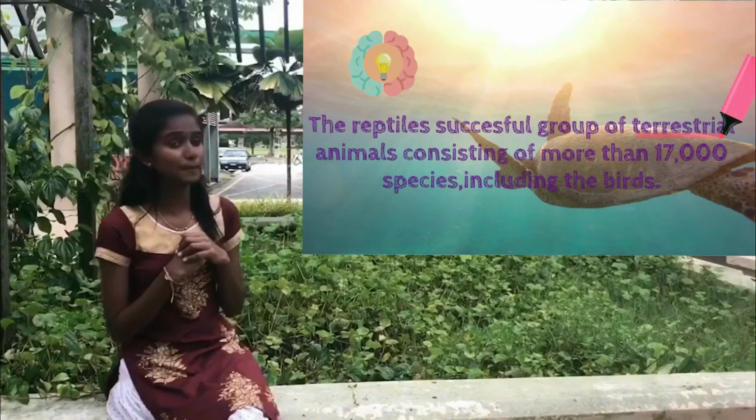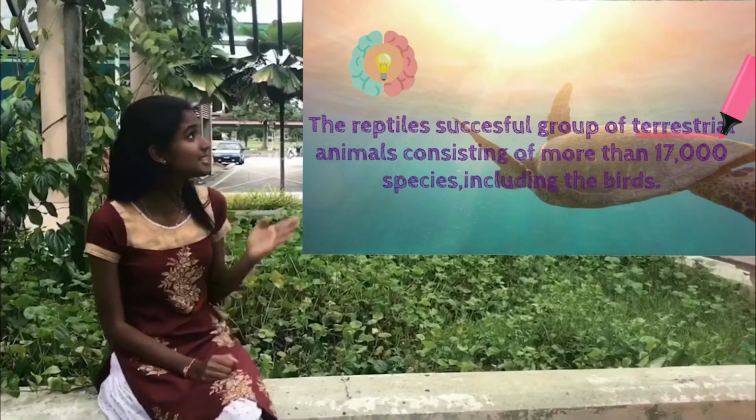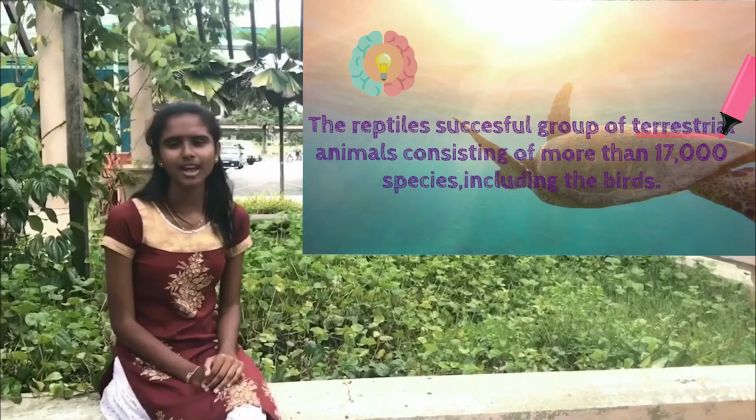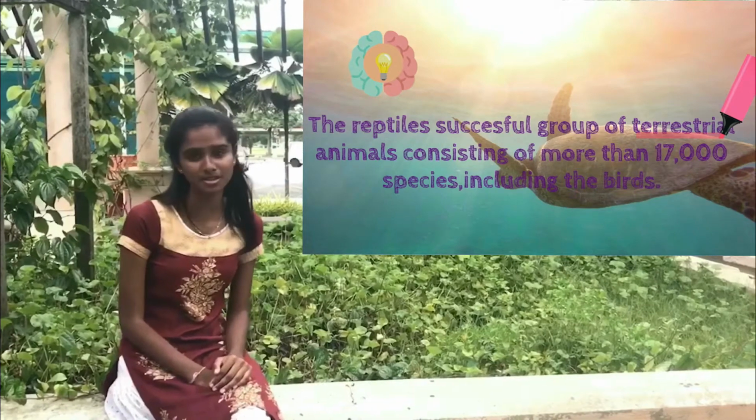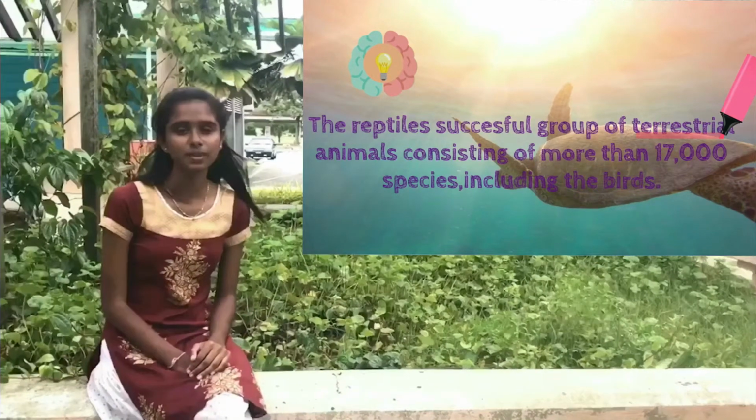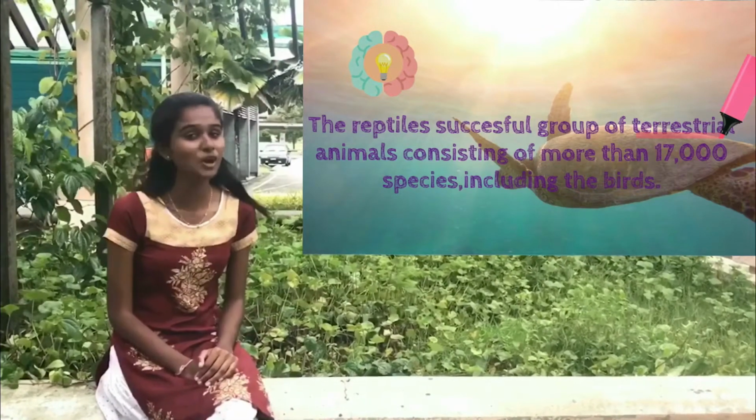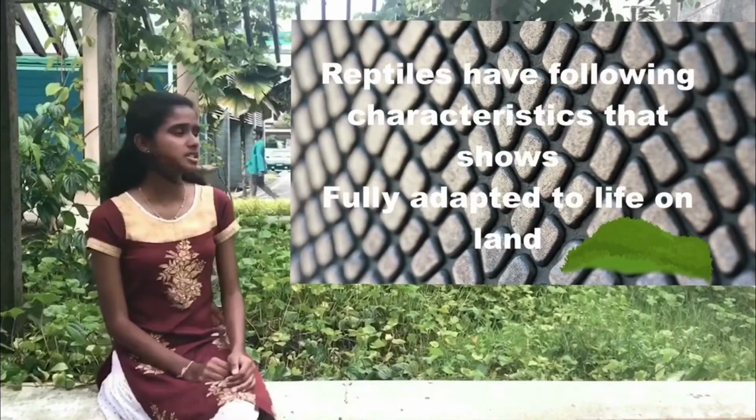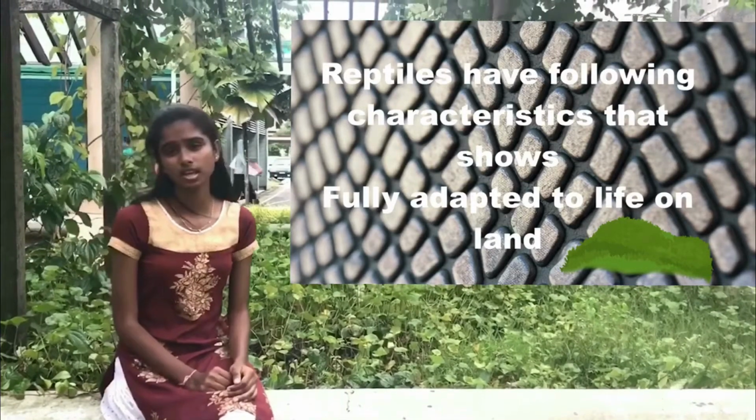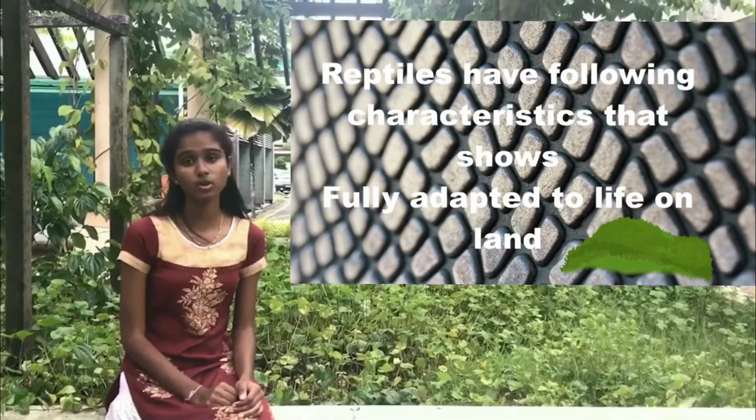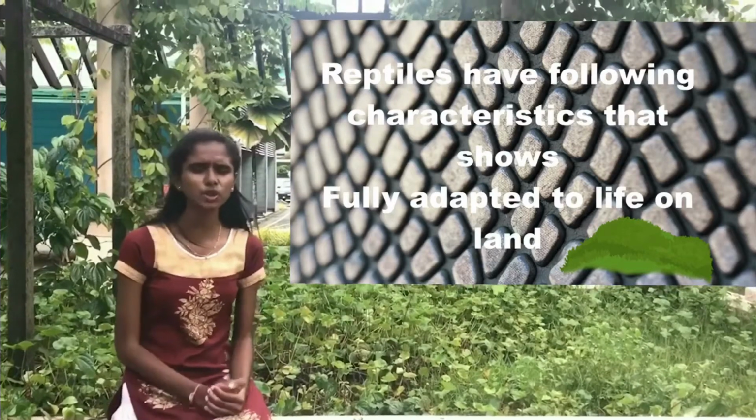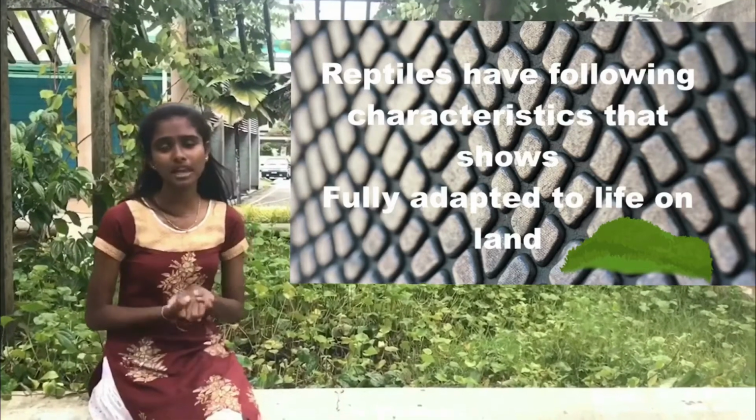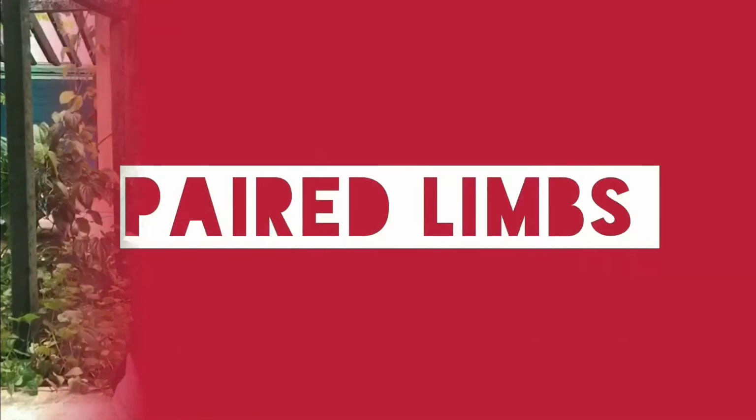As you can see on my slide here, reptiles are a successful group of terrestrial animals in the world. There are more than 17,000 species of reptiles in our world. The most interesting part is that birds are also included in reptiles. This slide shows that reptiles have almost 7 characteristics, and these characteristics help reptiles to fully adapt to live on land. So let's go through the characteristics of reptiles in depth.